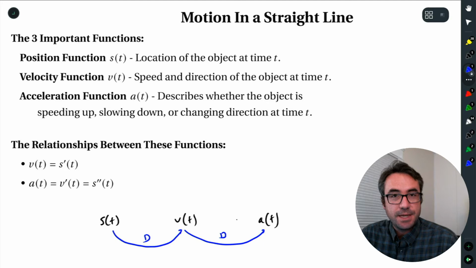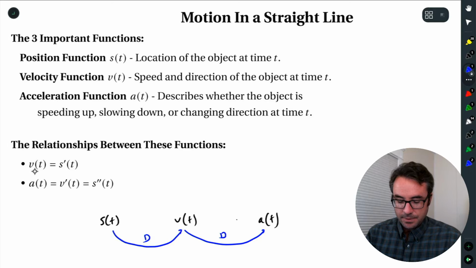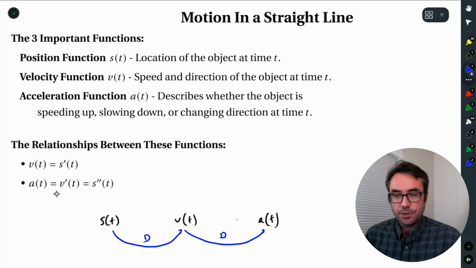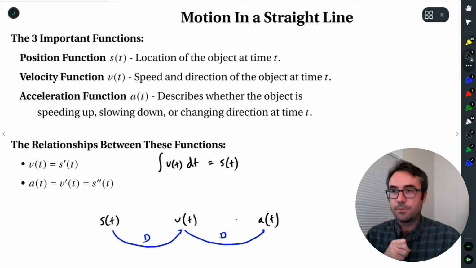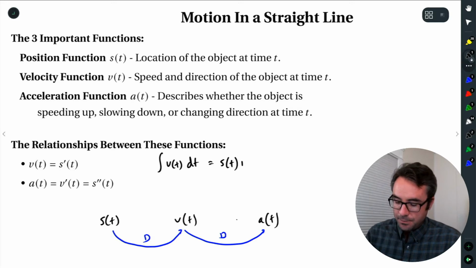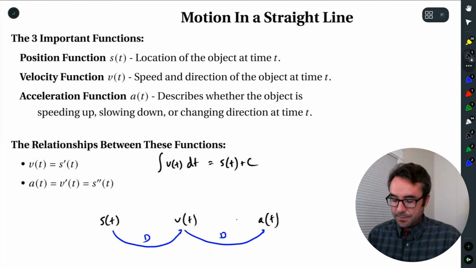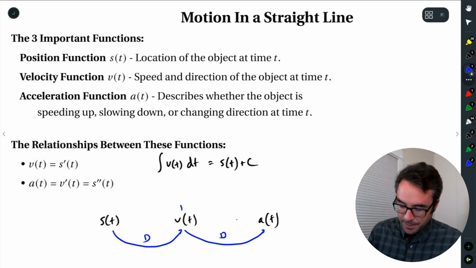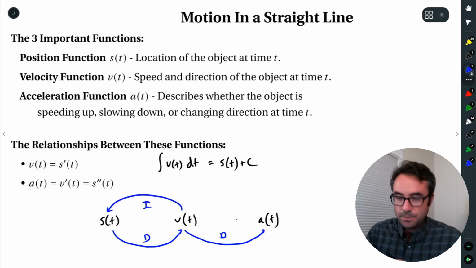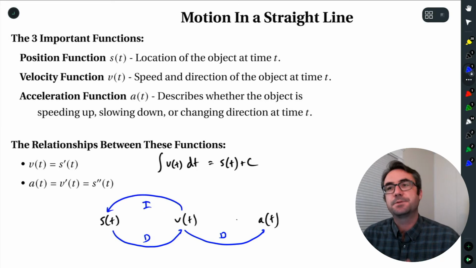But now that we're starting to see antiderivatives and integration, we can work backwards. There's a corresponding relationship in terms of integrals. If we were to integrate our velocity function, that would give us back our original position function, but with a little ambiguity. That business of plus c, we'd have to figure out what that constant is to know the position function exactly. If we work backwards from velocity by integrating, we get back our position function, almost.